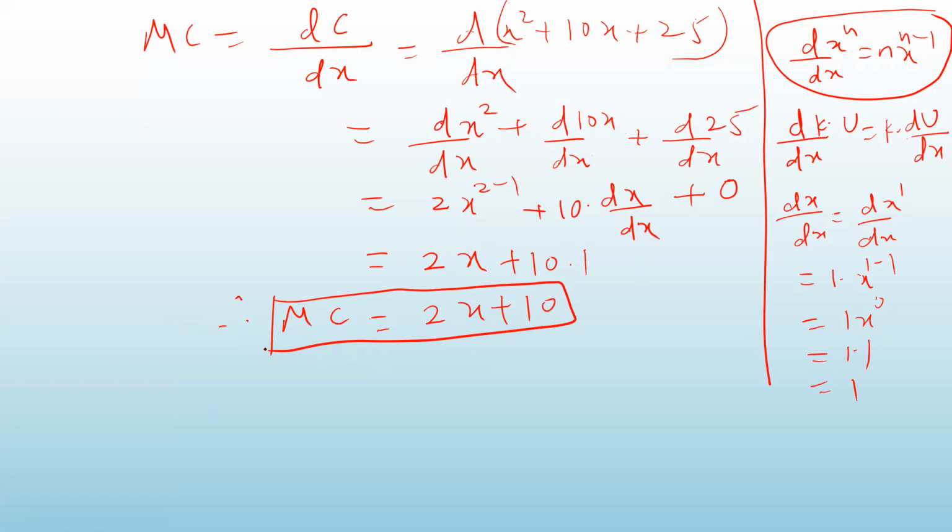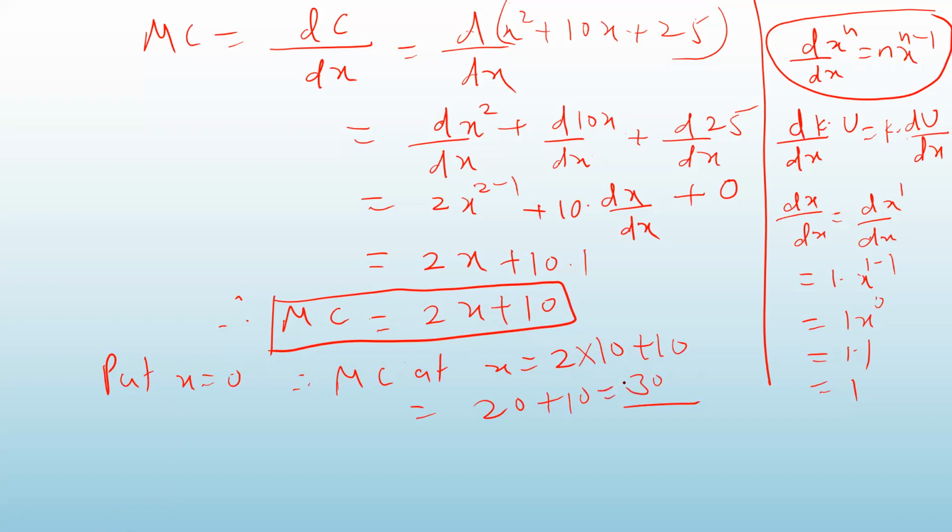Okay. Now you have to find out the marginal cost at which point? When x is equal to 10. So put x is equal to 10 here. Therefore, marginal cost at x is equal to 10 will be, wherever there is x, you put 10 in place of x. So it is 2 into 10 plus 10. So that is 20 plus 10. So it is 30. So the marginal cost at x is equal to 10 is 30. So the marginal cost when 10 items are produced is 30. Okay.